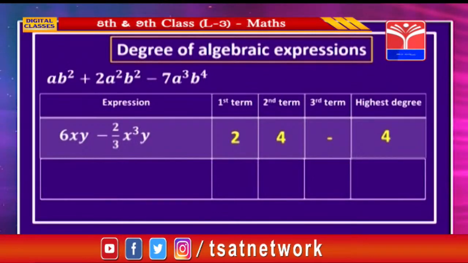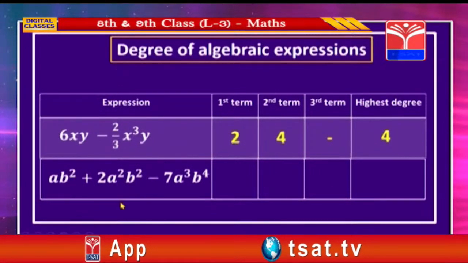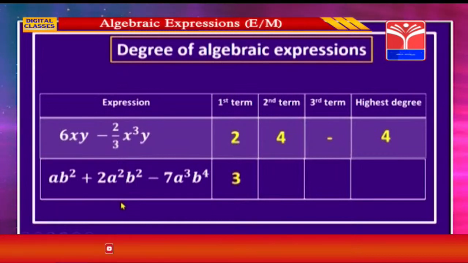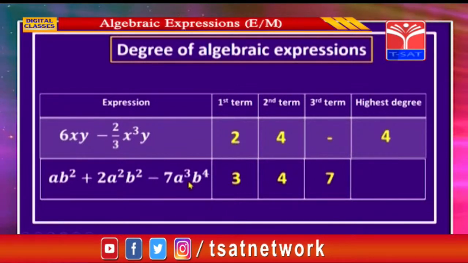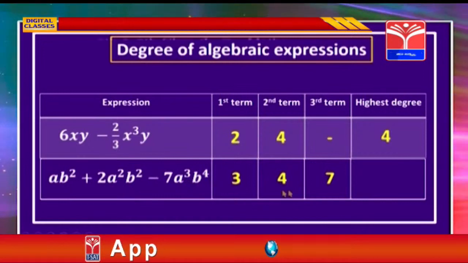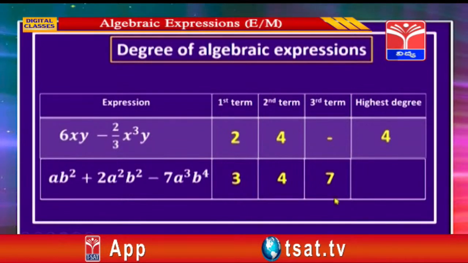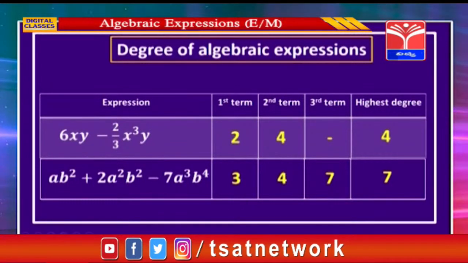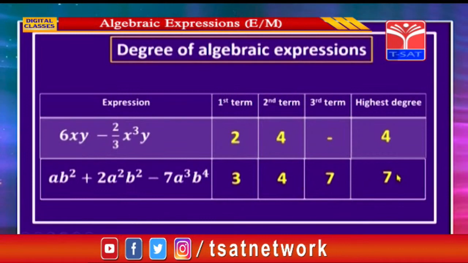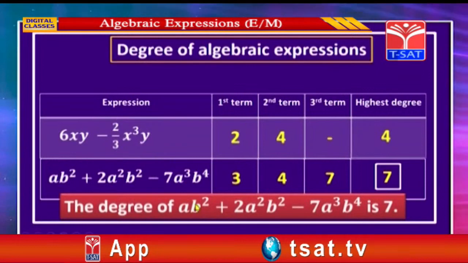So let us see the second example, children. Here the first term is ab square. What is the degree of the first term? Yes, 3. Now what about the second term, children? Yes, here the powers are 2 and 2, so 2 plus 2 is 4. Now we have a third term and its degree is 7, 3 plus 4. Out of these 3 terms, the third term has the highest degree, that is 7, isn't it, children? So write down the highest degree. Whatever is the highest degree here, that is 7, becomes the degree of the expression. So here 7 is the degree of the given expression.